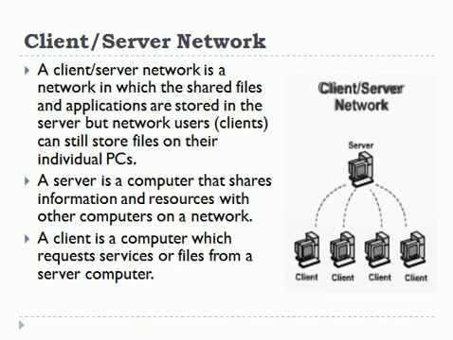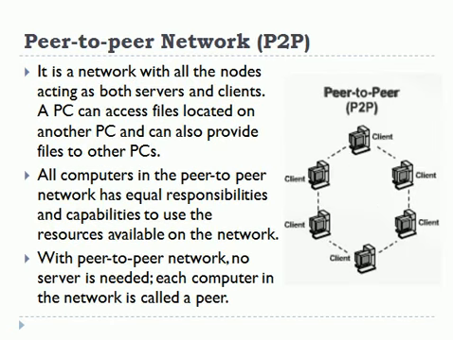Now, the next architecture is the peer-to-peer architecture. Peer-to-peer architecture is an architecture where each and every node works like a server and a client. A PC can access files located on another PC and can also provide files to the other PC. So what will happen in this? Here no one is a client and no one is a server. All are servers, all are clients. If any client wants a file from another client, he or she can have it. It can be easily accessed, and it can also provide access to its own files to others.